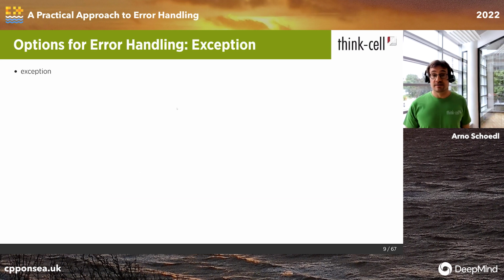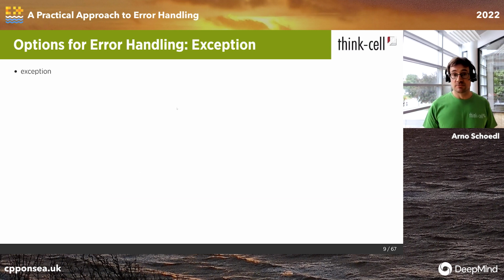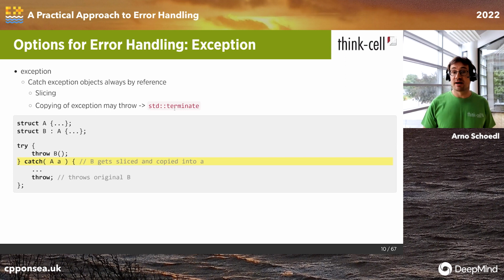Now, of course, the prime way to output errors is exceptions. That's probably the go-to place when it comes to error handling. There are a few things to say about exceptions before we go into the pros and cons. You should always catch exceptions by reference. If you catch them by value, you risk slicing.